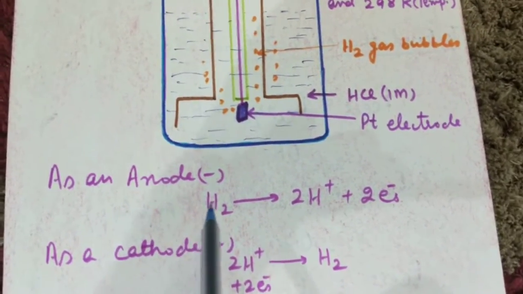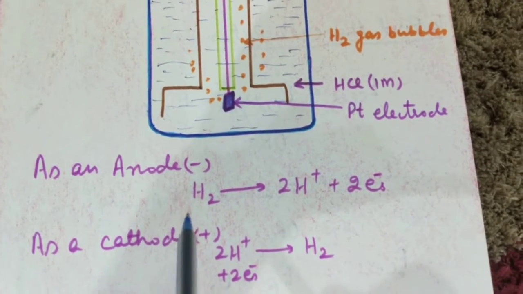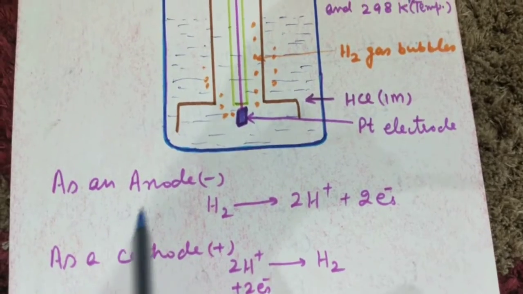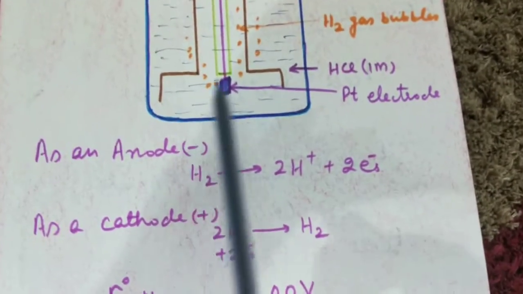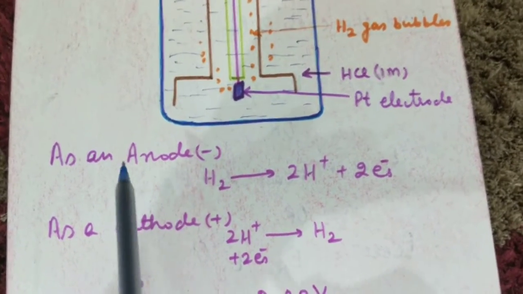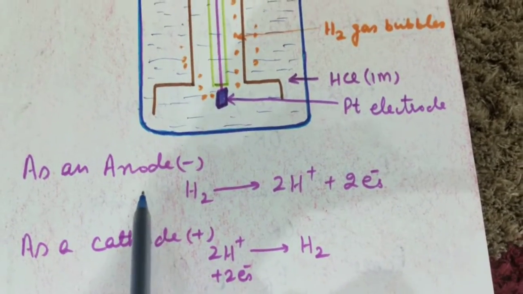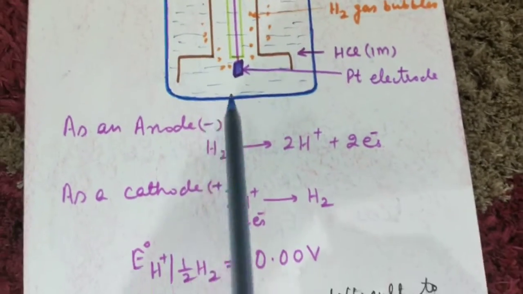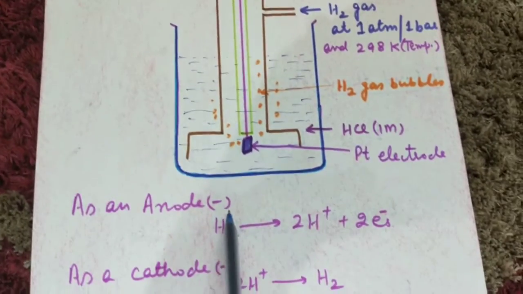Normally, if a metal is more reactive than hydrogen, then hydrogen as a reference electrode is always taken as cathode, that is on the right hand side. And if a metal is less reactive than hydrogen, in that case hydrogen acts as an anode.